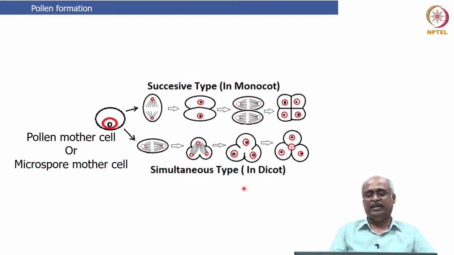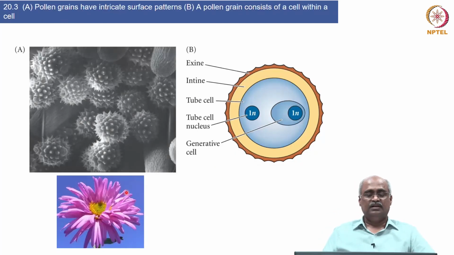Then here you have the simultaneous type, where after the first division you have simultaneous spindle formation, which results in simultaneous division without any cytokinesis into 4 cells. Okay. So, this is what happens in the dicot. So, these are the 2 different ways by which the pollen mother cell or the microspore mother cell undergoes meiosis and generates microspores. And the microspores after mitotic divisions end up forming a structure called the pollen grain.